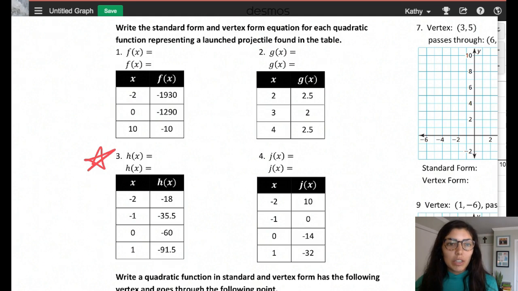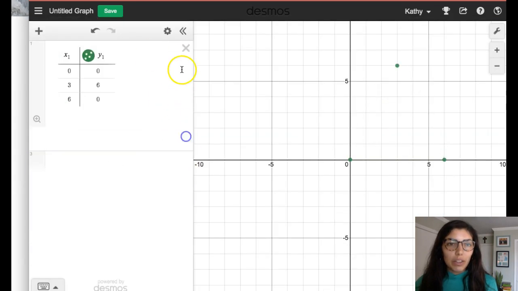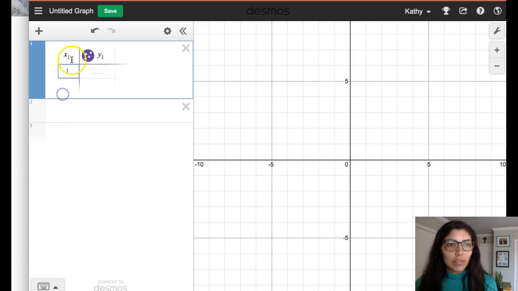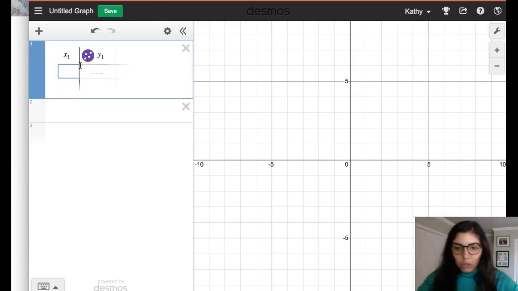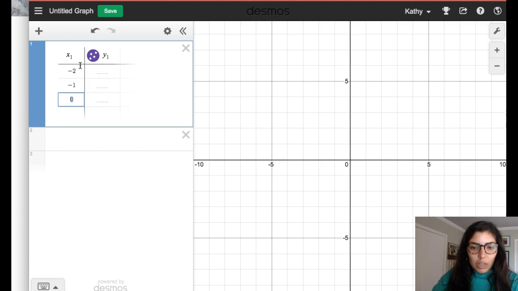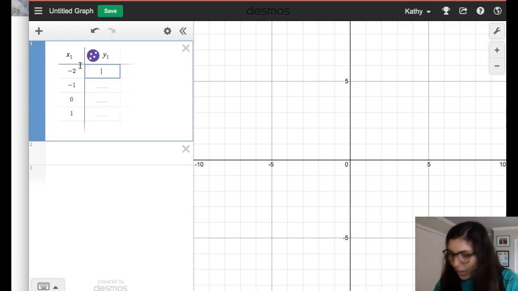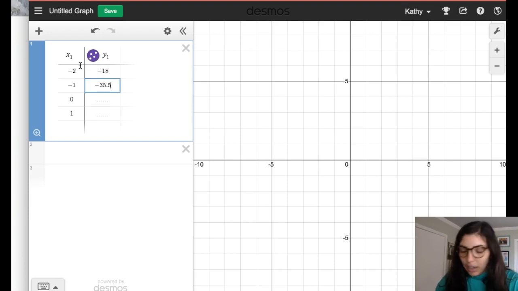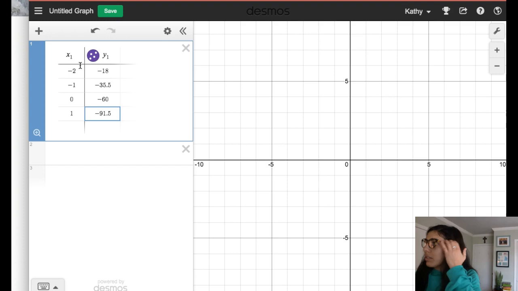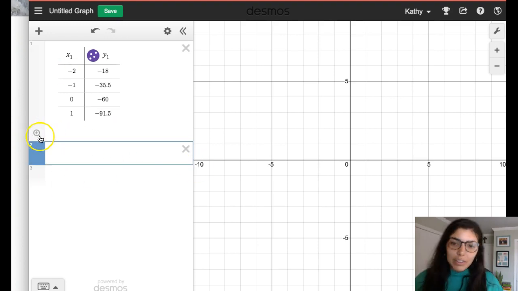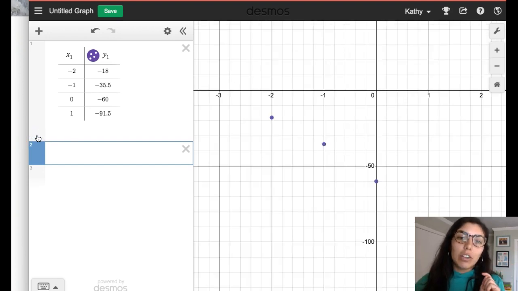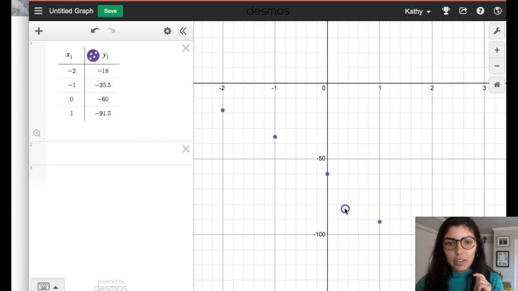So we're going to come over here to our Desmos and we're going to type in that table. I'm going to get rid of everything right now. Okay, let's type in that table. It is negative 2, negative 1, 0, 1, and then negative 18, negative 35.5, negative 60, and negative 91.5. Okay. Now I want an equation. Well, I can't even see the points. I'm going to click the little magnifying glass so that it zooms out. There's my coordinates. See them?